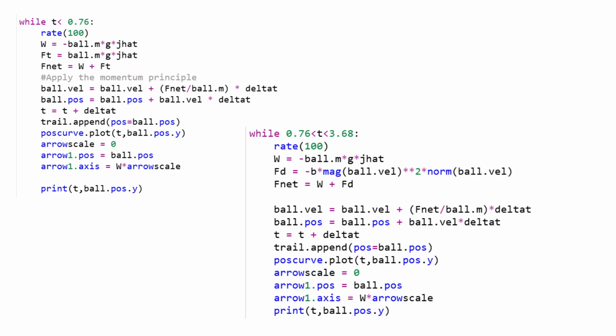The second while loop begins once the Slinky actually starts to move. At this point, both ends of the Slinky begin collapsing downward and the forces no longer cancel. Gravity and drag are now unbalanced. The Slinky is no longer stationary, and the motion is updated using the momentum principle again to determine how its velocity and position change as it falls.